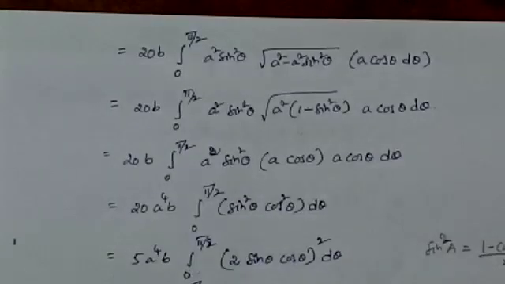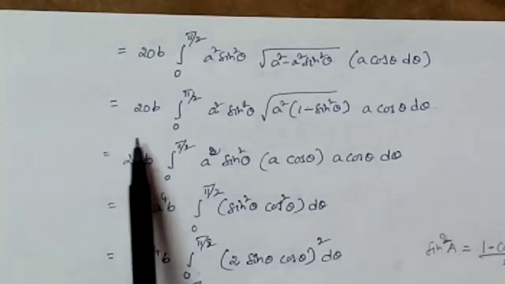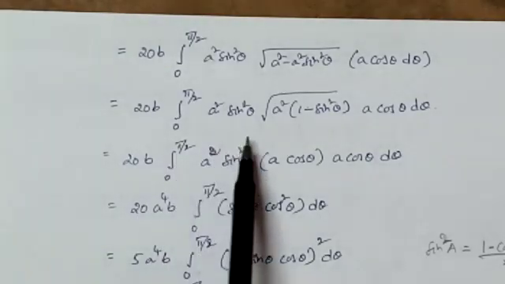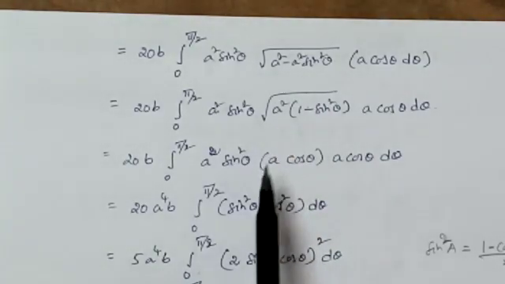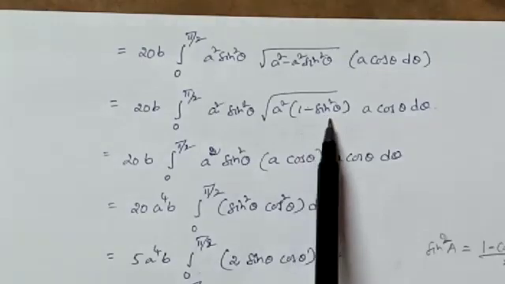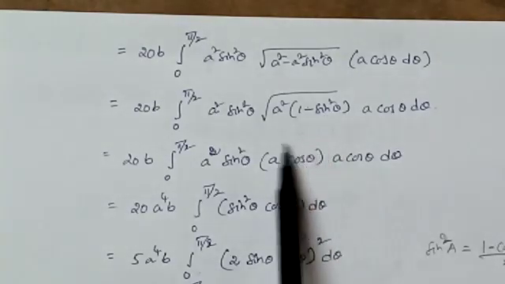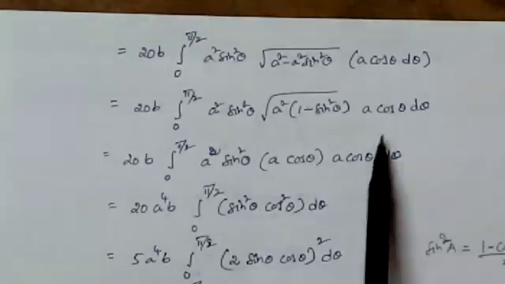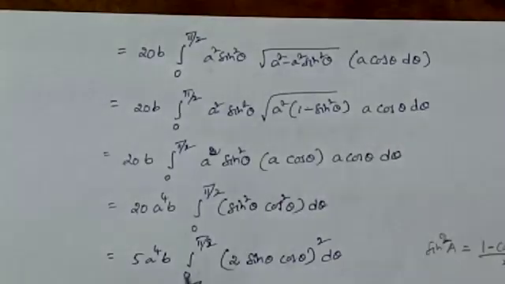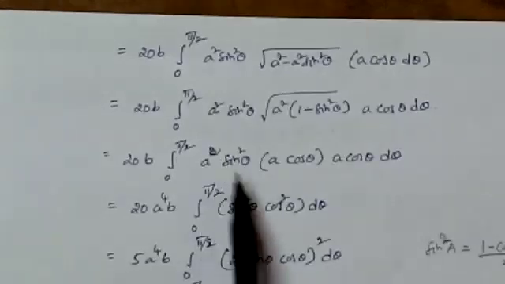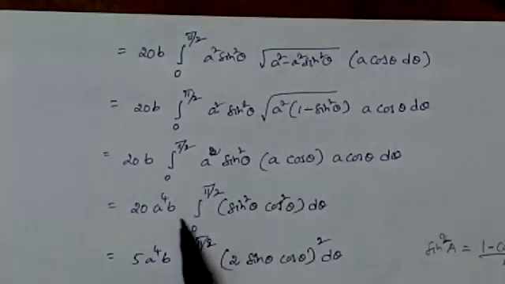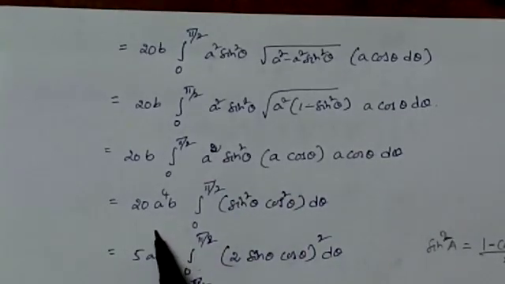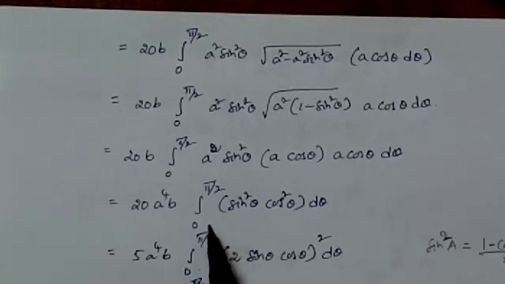Now coming to this, 20b integral 0 to pi by 2 a square sin square theta. Here we are taking a square common, and under root it becomes a. Here 1 minus sin square theta is equal to cos square theta, under root that becomes cos theta, and the remaining is the same, a cos theta d theta. Now here we have a square, here a, here a. So in total it is a power 4. So I have written outside of the integral 20 a power 4 b integral 0 to pi by 2 sin square theta cos square theta d theta.